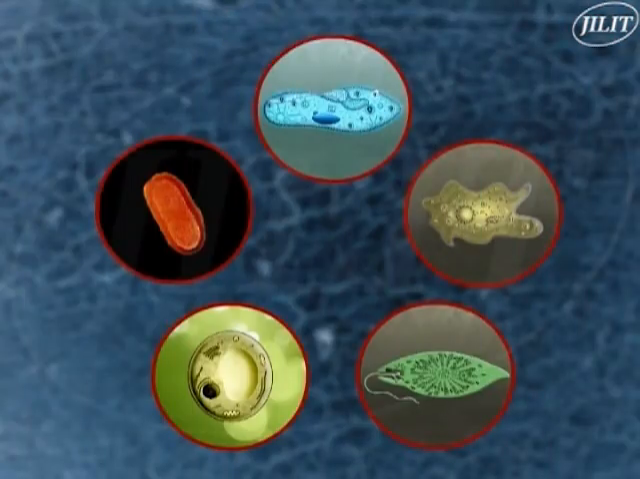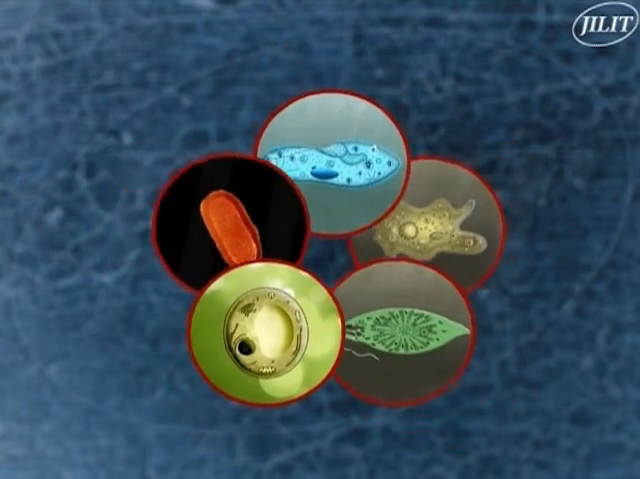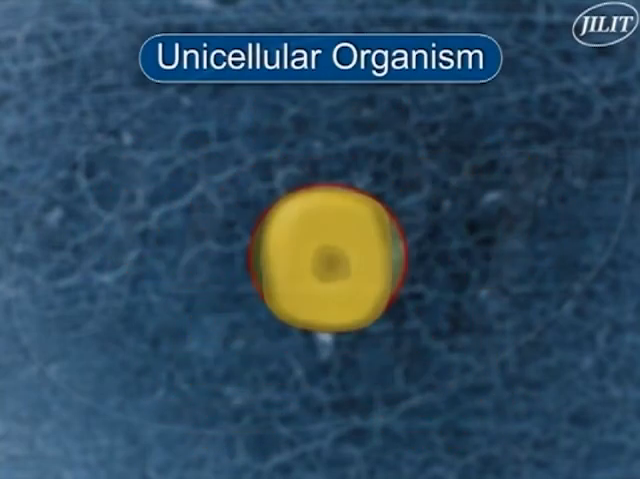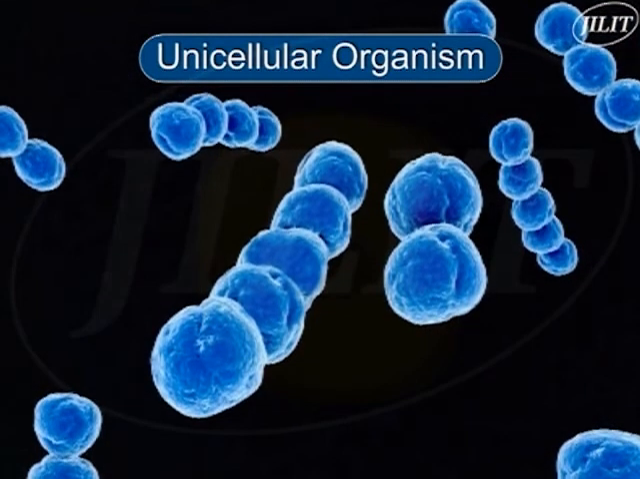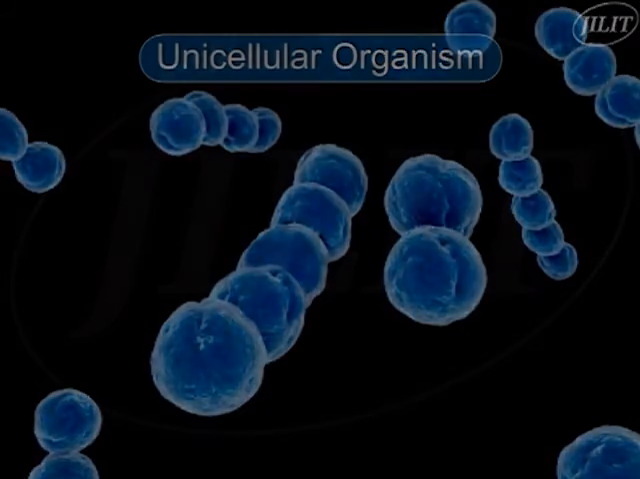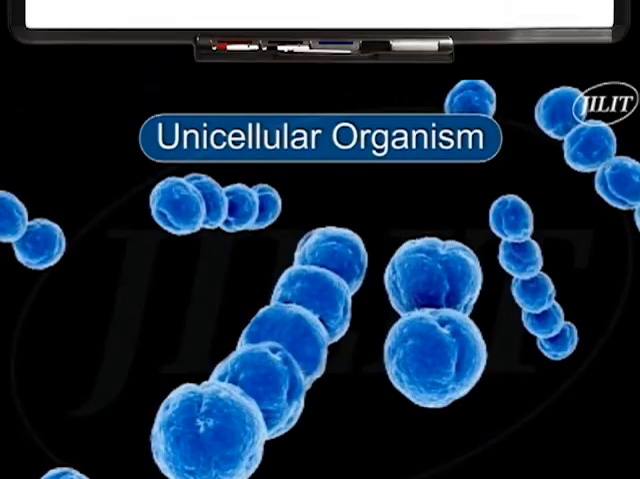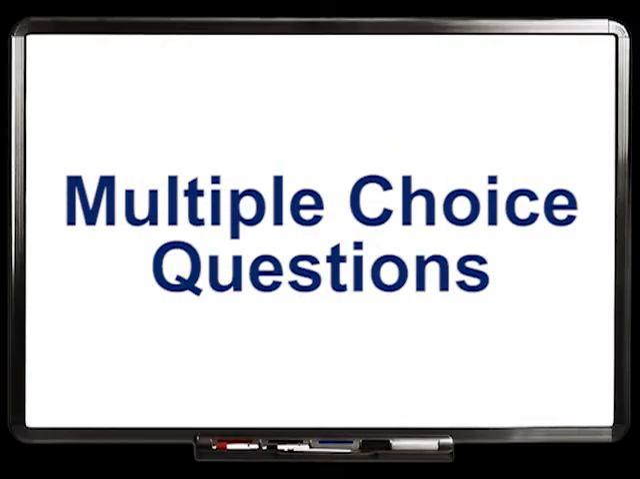A unicellular organism is any life form that consists of just a single cell. In the world of unicellular organisms, bacteria serve as the majority. Let us answer some questions to revise our learning about unicellular organisms.